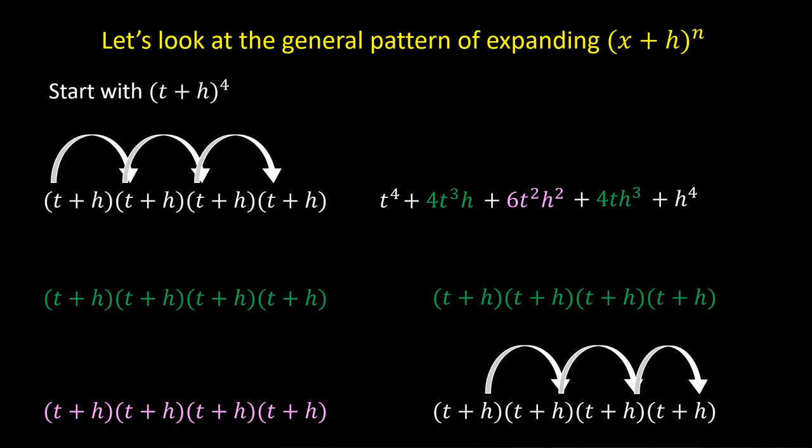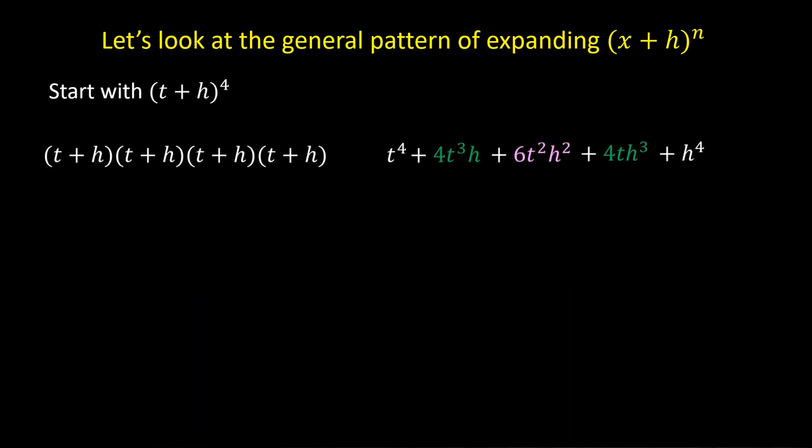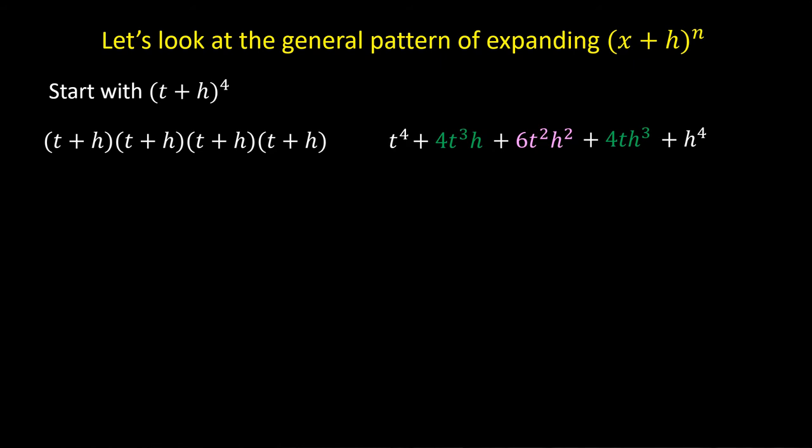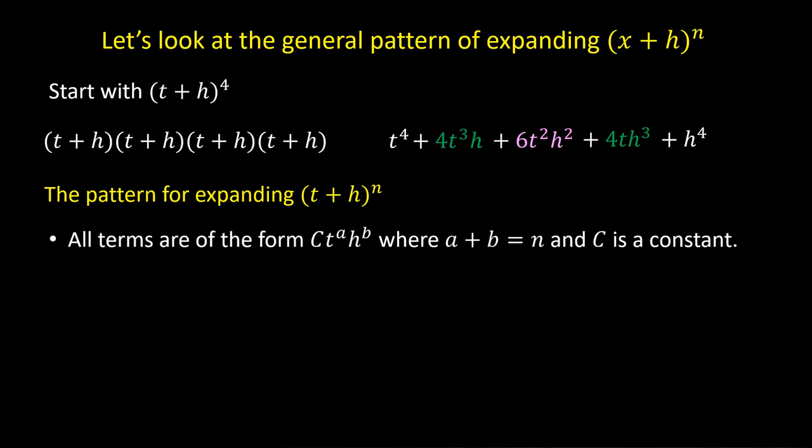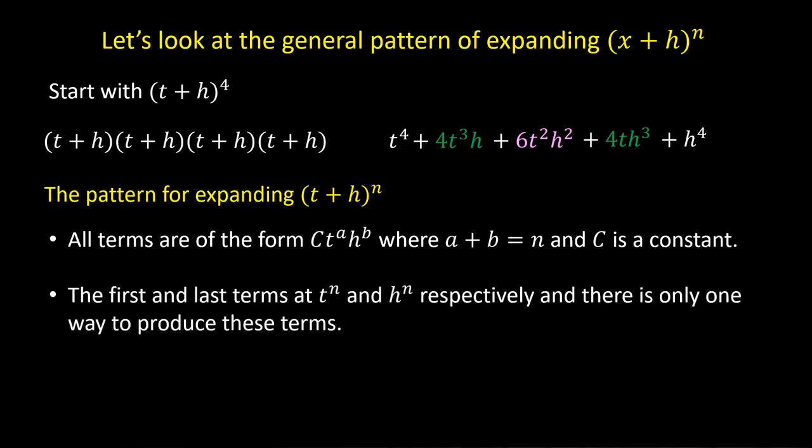So let's now look at the pattern that has emerged. Firstly, all the terms in our expansion are of the form c times t raised to a times h raised to b, where a plus b equals n, and n is the number of bracketed terms in the overall expression. C is simply a constant. The first and last terms are t raised to the n and h raised to the n, where the number of ways of getting these terms is only 1, so c is equal to 1.